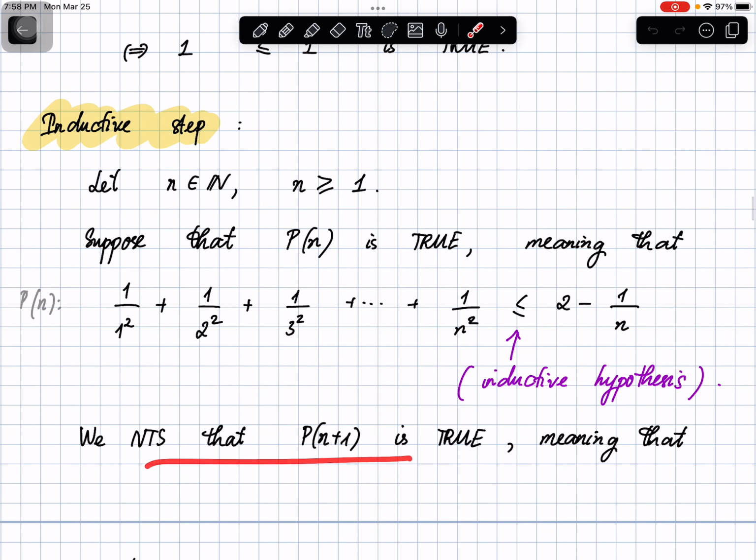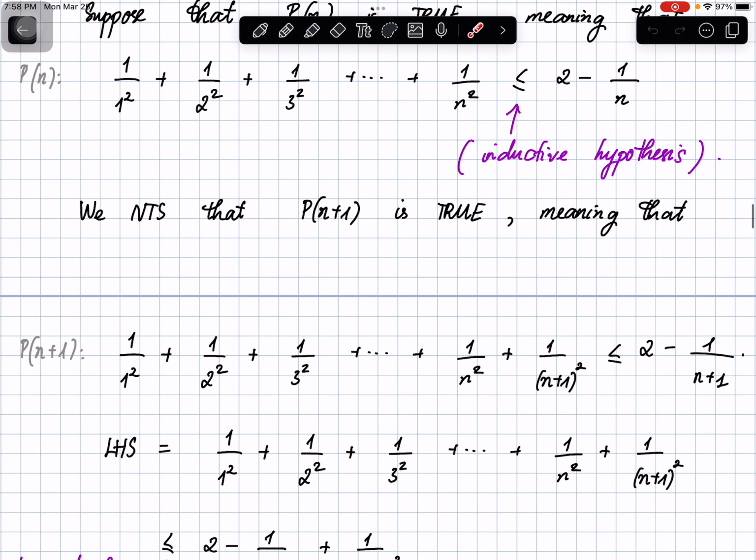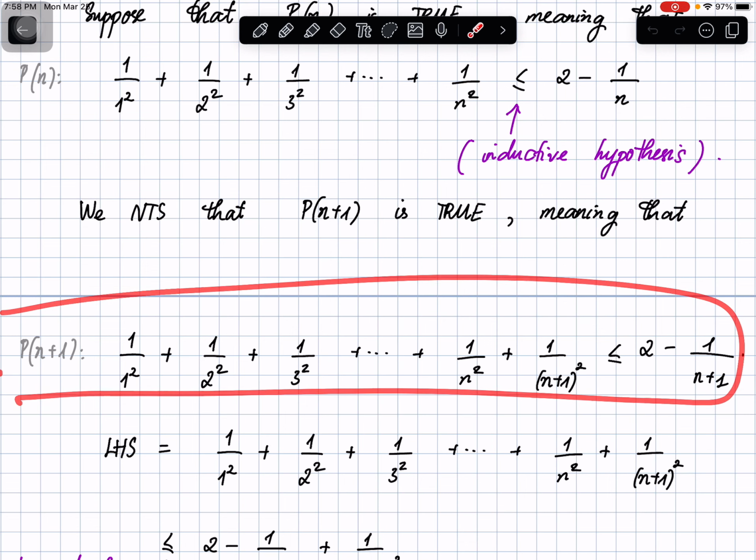We need to show that P(n+1) is true, meaning that it will go up to n+1. So 1/1², 1/2², up to 1/n², and then we go one step further, 1/(n+1)². The right hand side, wherever we see n, we replace it by n+1. So less than or equal to 2 minus 1/(n+1). So this is P(n+1).